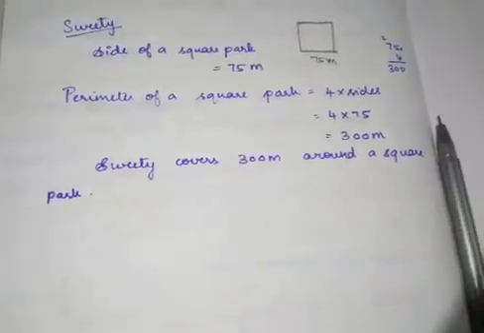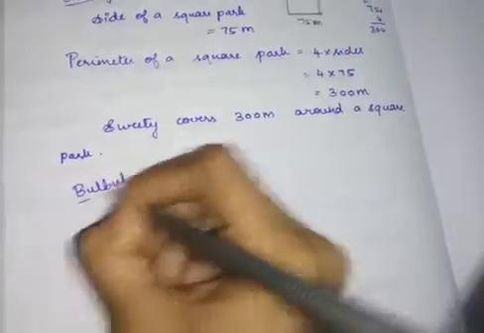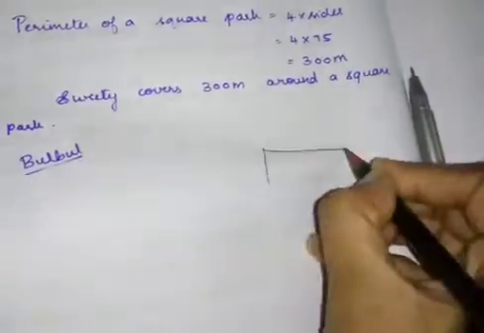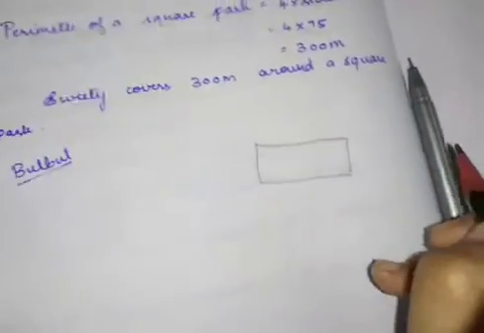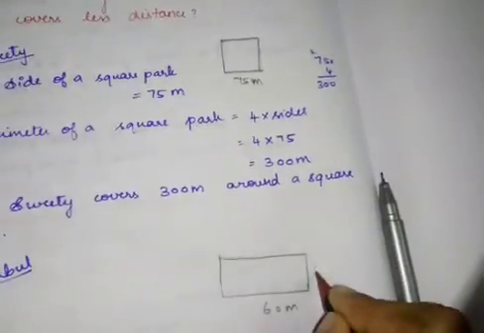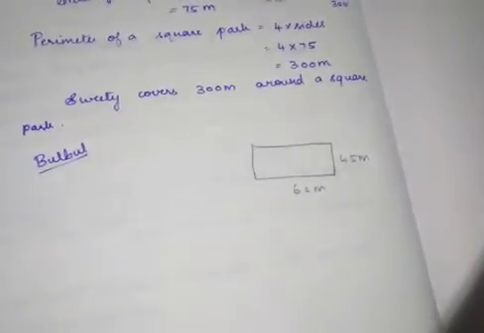Now comes to the Bulbul. Actually, what shape of land is Bulbul covering? He is covering a rectangular park. What is the length? 60 meter. Breadth is 45 meter. You can check the question.